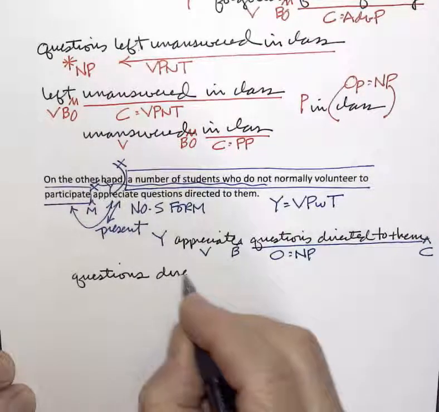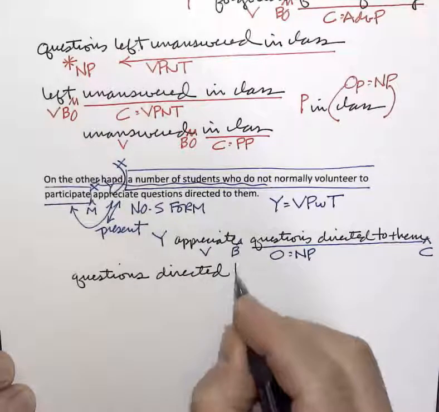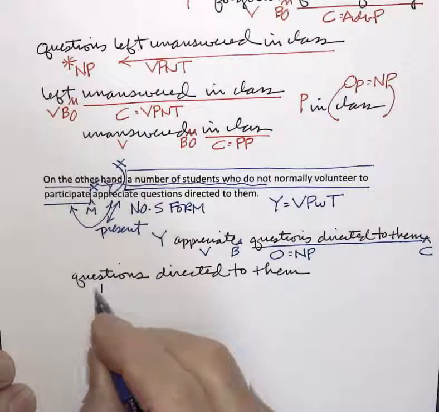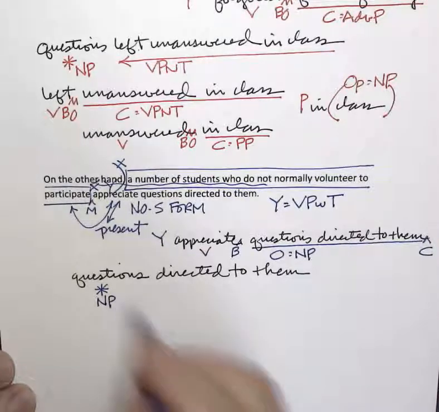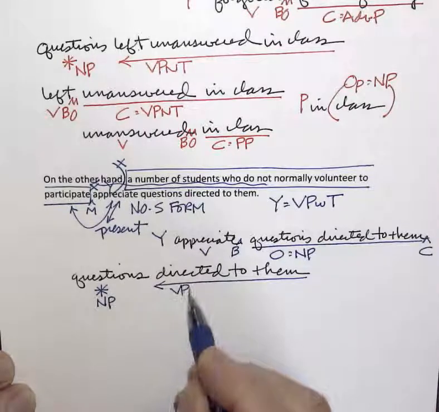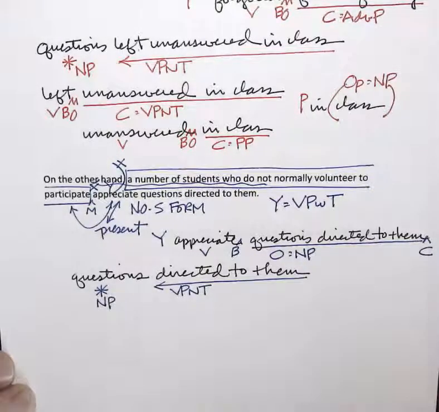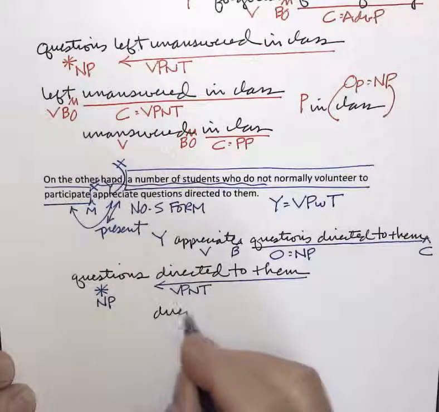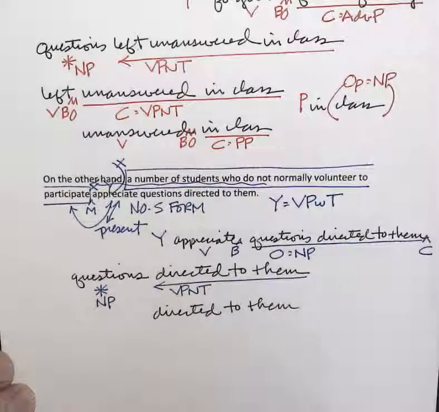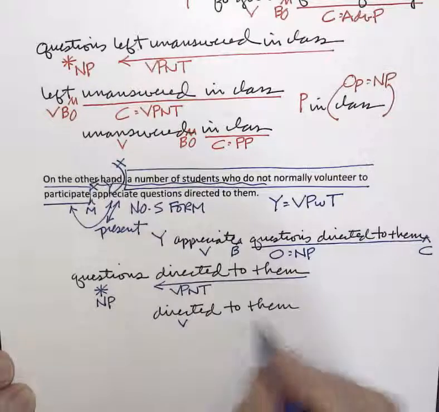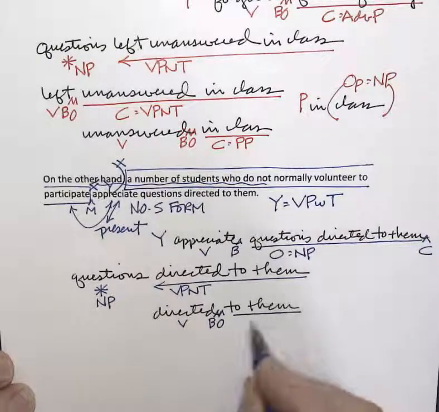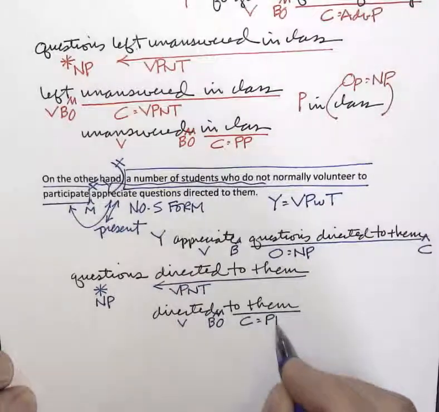Questions directed to them. Questions is the head, and directed to them is a modifier. It's a verb phrase, no time, that's the DTN form. Directed to them. Directed is the verb, no particle, no object, and to them is the complement. It's a prepositional phrase.